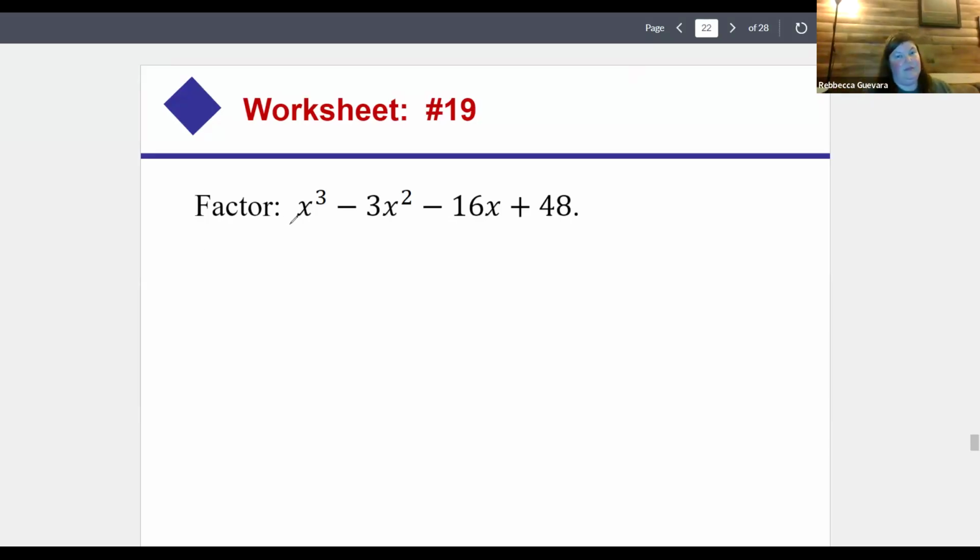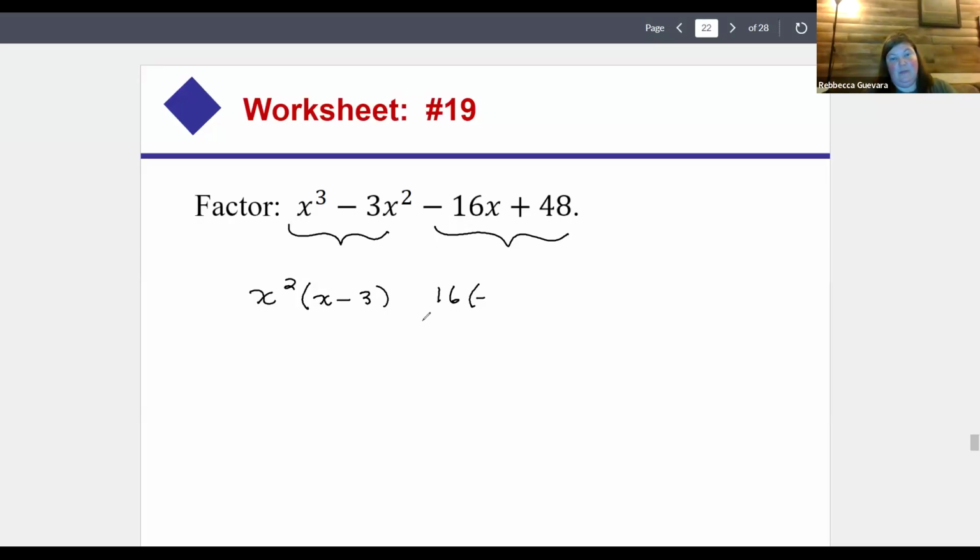So once again, we're doing some groups here. From both of these, I can take out an x squared, which is going to leave behind an x minus 3. Believe it or not, both of these, 16 and 48, are divisible by 16. Now, if I just took out 16, I'd be left with negative x plus 3, which means we're not going to have the same terms here.